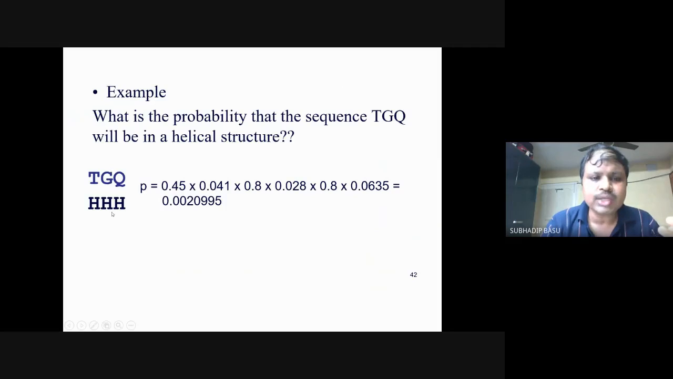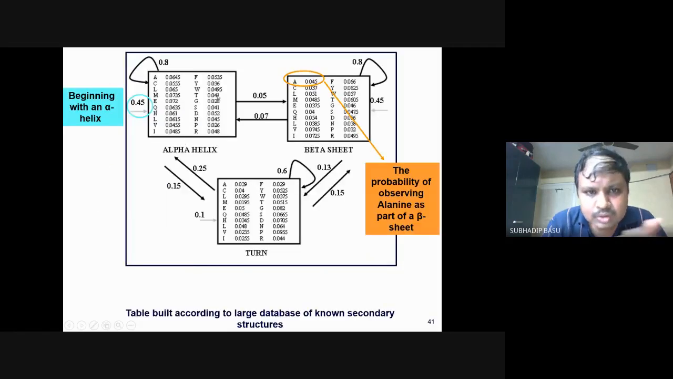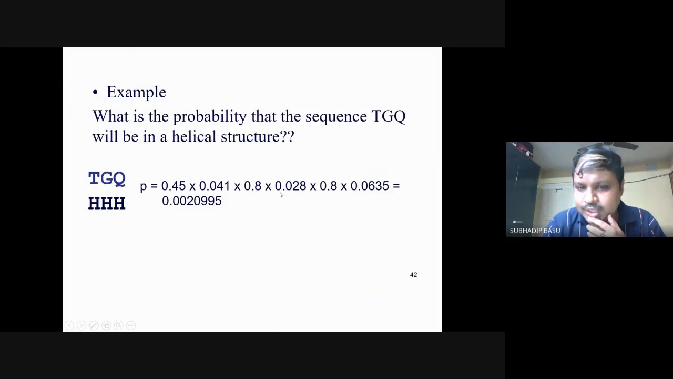So helix to helix in the next state is 80% probability, and this is G. G to be a helix is 0.028. So we multiply 0.8 with 0.028, which is the observation probability of G to be helix. Now again, helix to helix is 0.8.